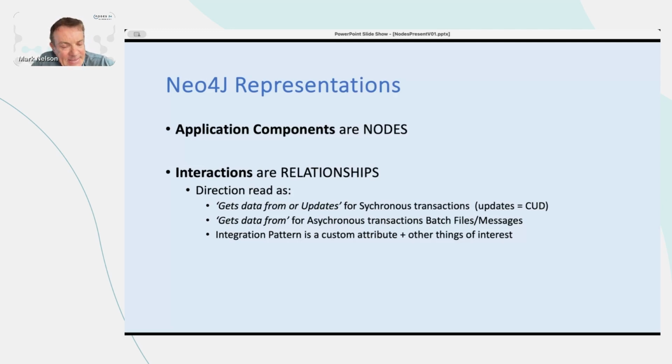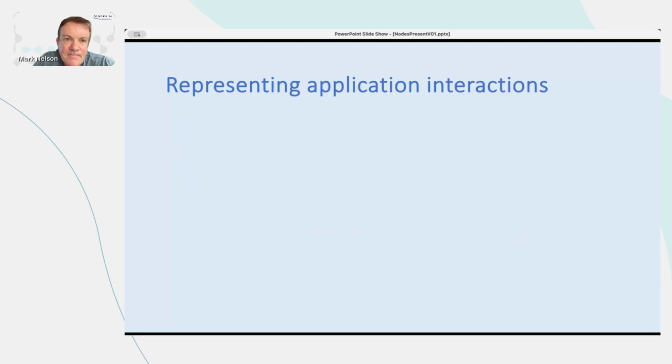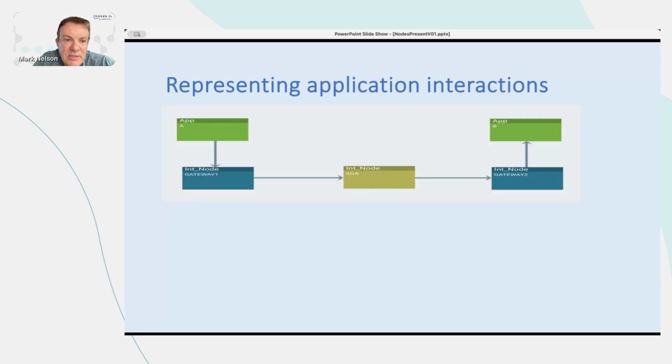And every relationship needs an integration pattern, which is the thing we're going to transform. So you need a custom attribute, plus any other information that's of interest to a particular site. Let's look at this as an example.